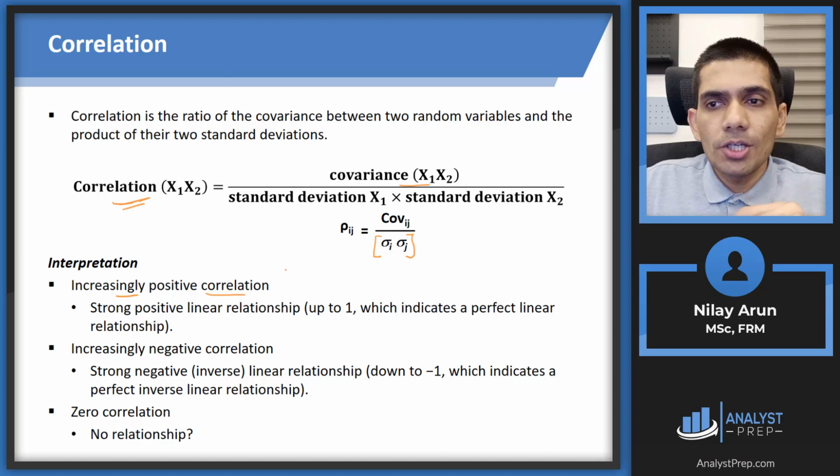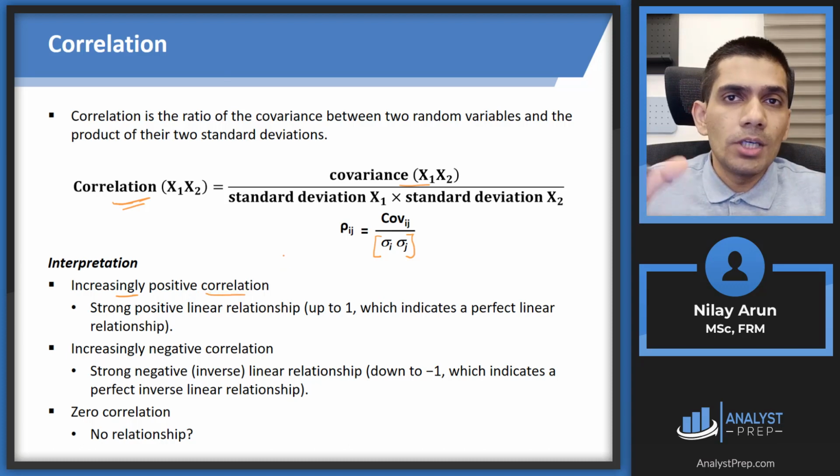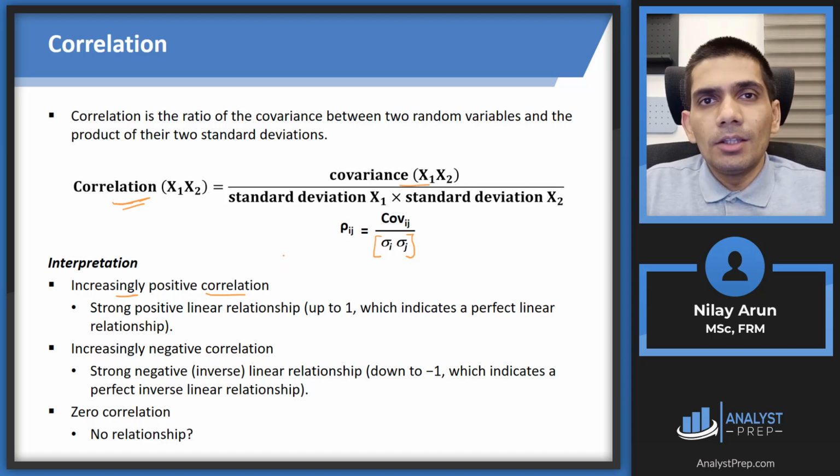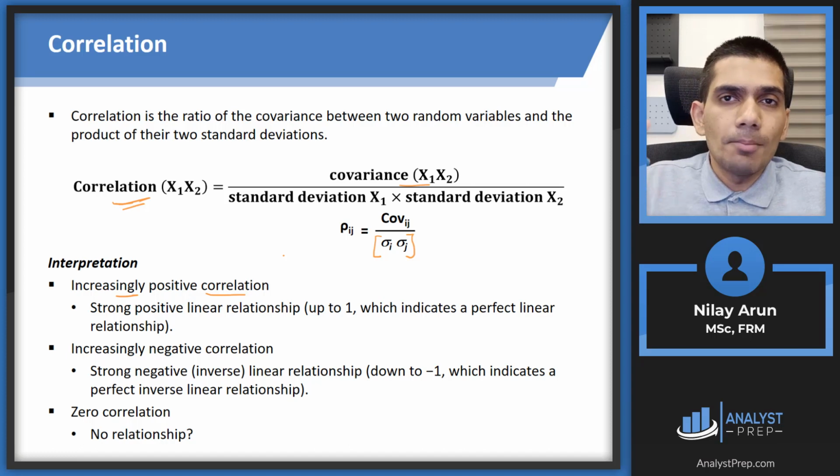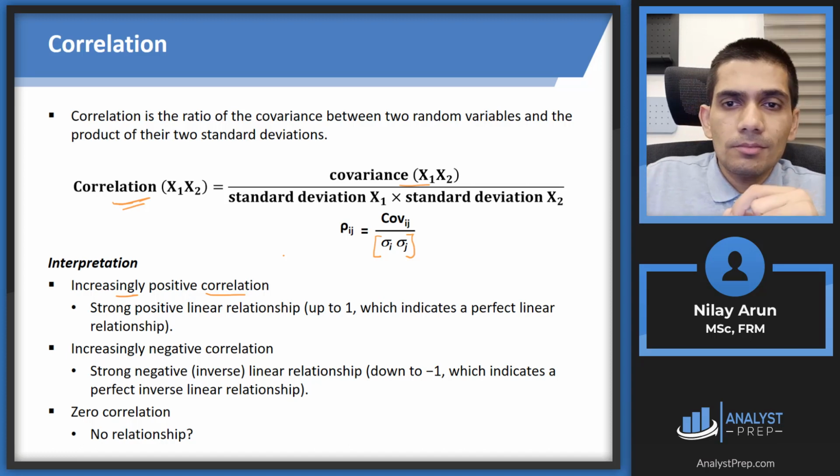Increasingly positive correlation means that as you move from -1 and keep moving towards +1, the relationship is becoming stronger. So if it's 0, we'll see how that happens. You might think that it means there is no relationship, but we have to be very specific about that. We'll cover that in the next slide. When you go from 0 to +1, the strength of the positive relationship is increasing. +1 is the maximum where you could go.